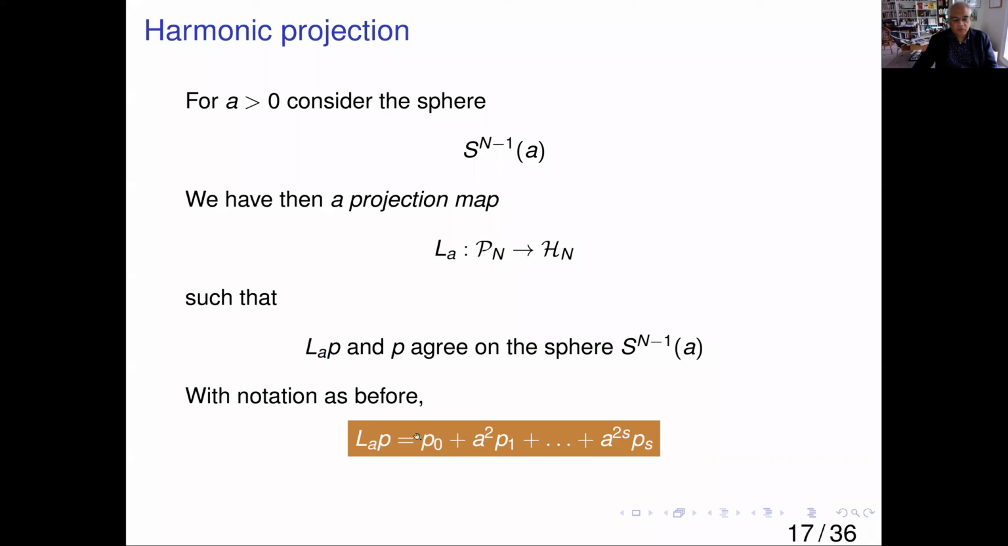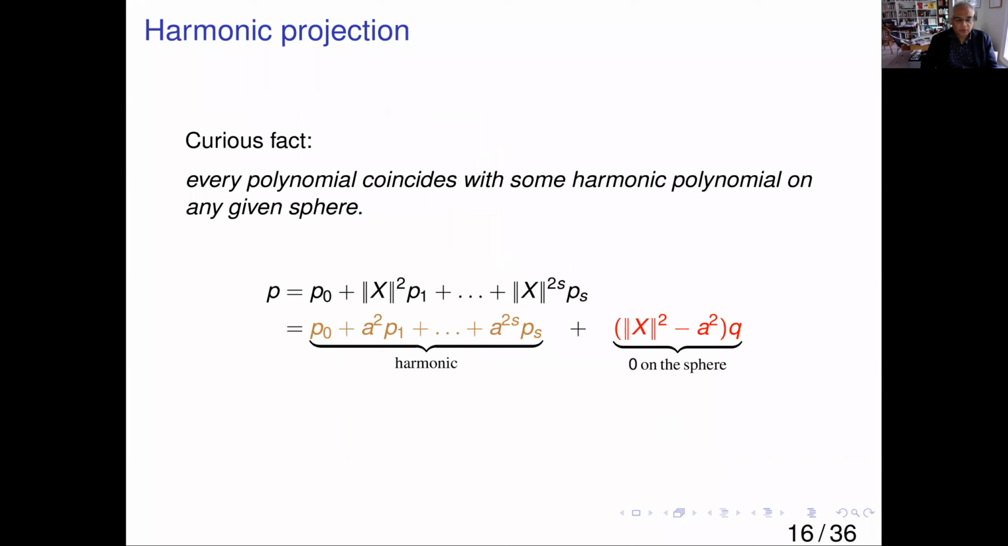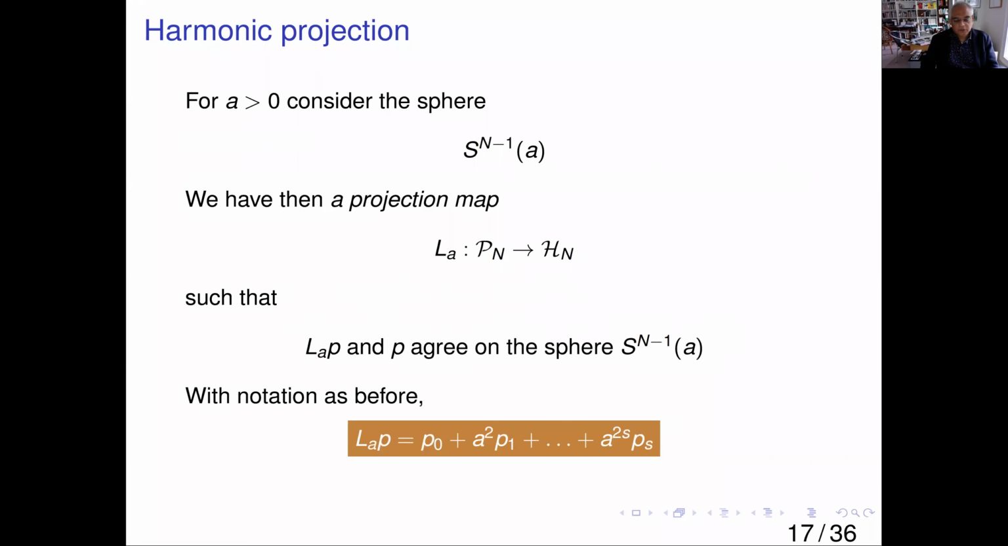Okay, so here, in fact, we have the formula from before. LA of P is harmonic. P is not necessarily harmonic, but they agree on the sphere of radius A. Notice LA of P does depend on the radius A. You change the radius, it's a different harmonic polynomial.